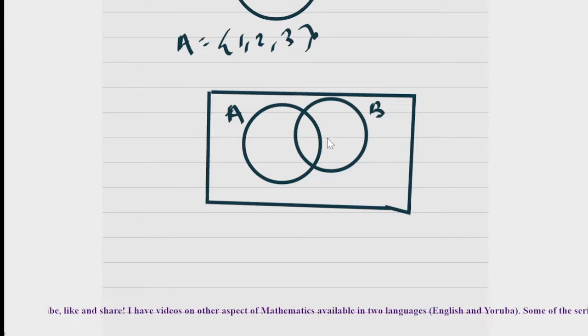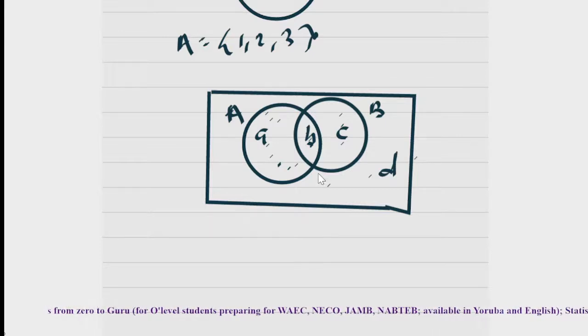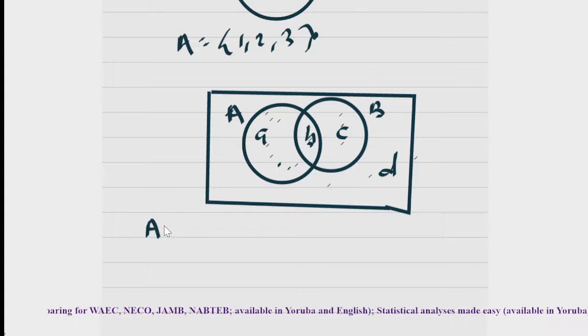So you can see that we have many regions here. In fact, this is a region, this is a region, this is a region, this is another region. You understand now? So let's say I now put A, B, C, D here. Then you now want to find your set A. So your set A is what? It is all this region like this. You understand now? So it is your set A.